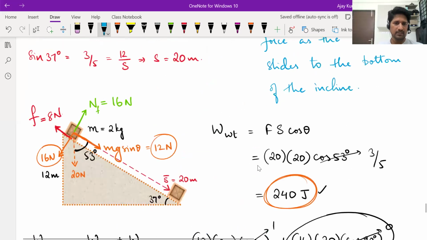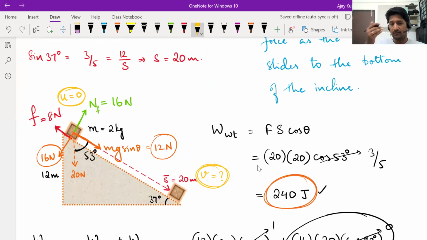Now this block, assume it started from rest. So initial velocity, let's take it as 0. We have to calculate the final velocity so that we can find out the change in kinetic energy and verify the work energy theorem, whether it is valid in this case or not. Now we know the displacement, the slant displacement is 20 meters. Initial velocity is 0. U is known, S is known. What we want to find out is V, the final speed. Tell me which equation can be used to do this.